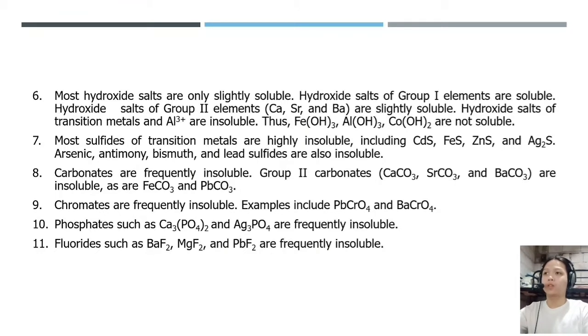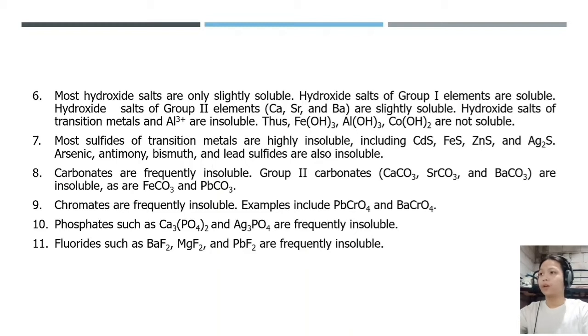Rule number 6. Most hydroxide salts are only slightly soluble. Hydroxide salts of group 1 elements are soluble. Hydroxide salts of group 2 elements Ca, Sr, and Ba are slightly soluble. Hydroxide salts of transition metals and aluminum 3+ are insoluble. Thus Fe(OH)3, Al(OH)3, and Co(OH)2 are not soluble.